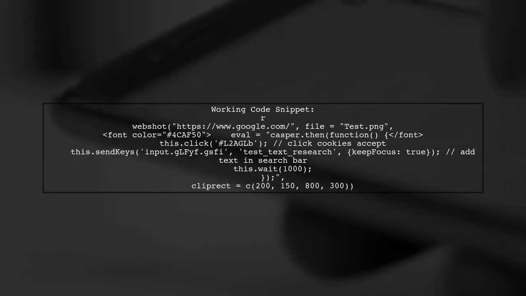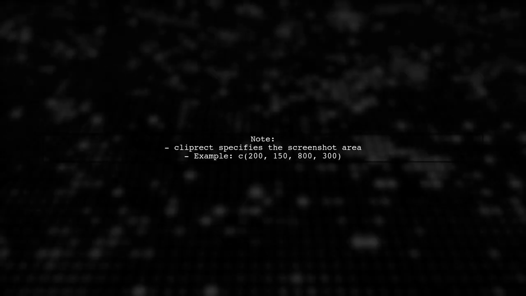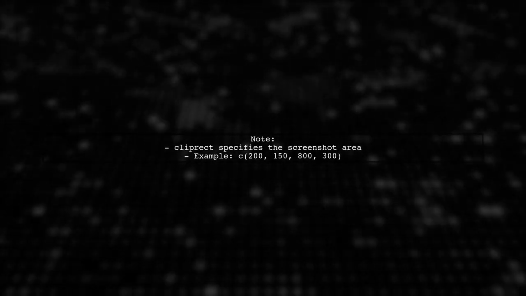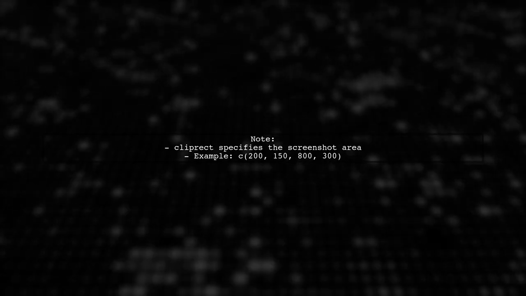If you're encountering a failure with Webshot.js, it might be due to a cookie acceptance page. You need to simulate a click to accept cookies first. Also, the class for the element may have changed. Here's a code snippet that works for me. It clicks the cookie acceptance button, enters text in the search bar, and waits for a second. The clipRect function allows you to specify the rectangle area for the screenshot.